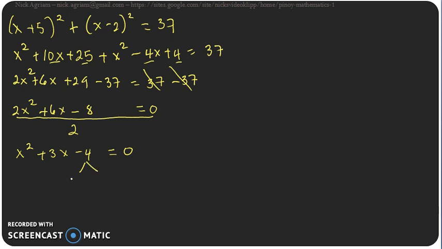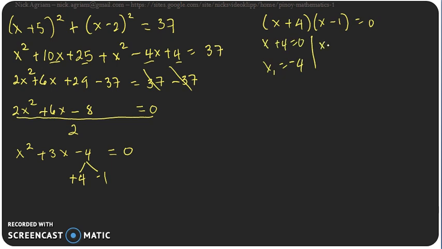By factoring, I have plus 4 and minus 1. Then I will get positive 3 if I add that. So I have my factors now. x plus 4, and then I have x minus 1 is equal to 0. So my first is x plus 4 is equal to 0, x sub 1 is equal to negative 4. Then x minus 1 is equal to 0, x sub 2 is equal to positive 1. And then you can check if that's correct.